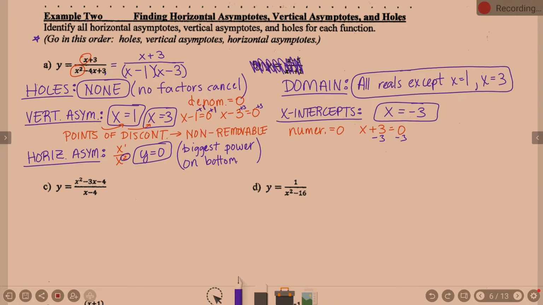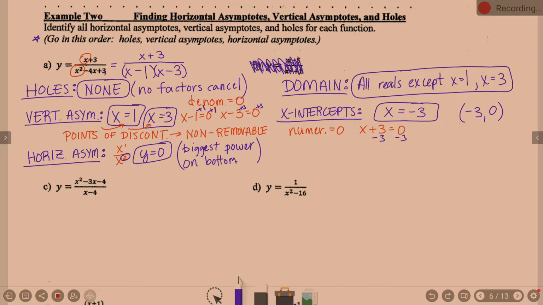I'm fine with x equals negative 3. What if Math Excel expects an ordered pair? X-intercept as an ordered pair: the x value is negative 3. The other half of an intercept is always 0. I don't remember for sure what Math Excel wants, but FYI.